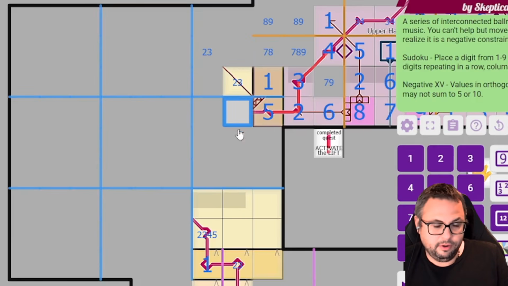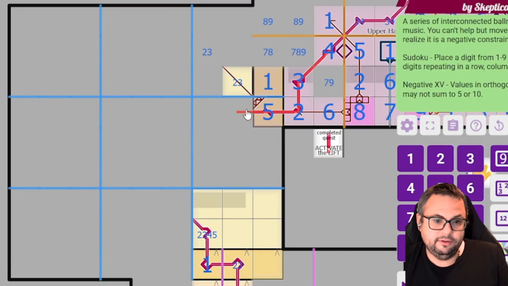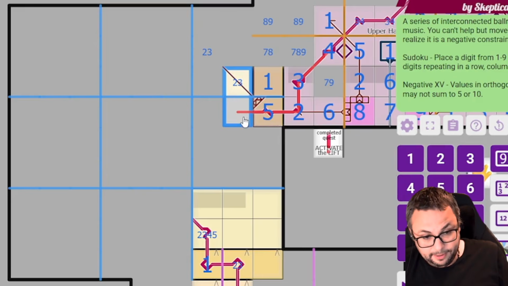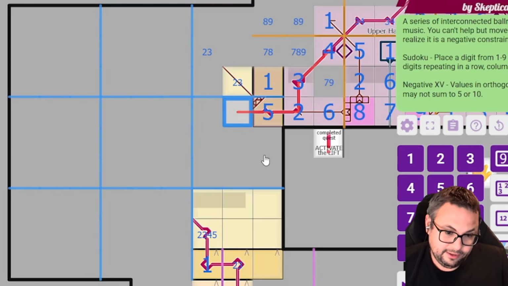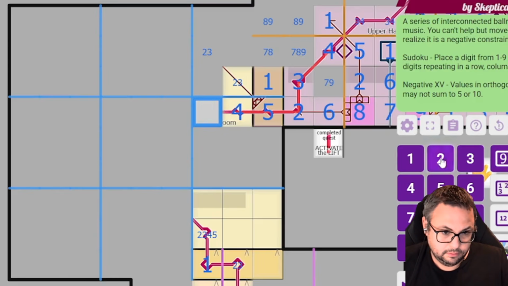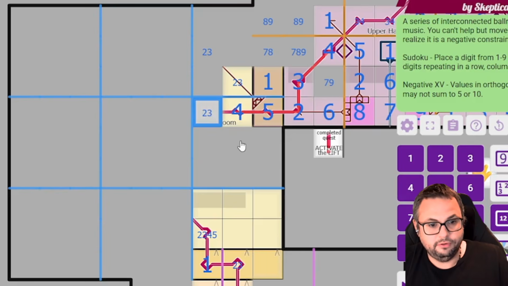Oh, this one is also a 2, 3, 4, 5 because it's on the line still. However, it's not a 2 or a 3 because then these would add to 5 and there would be a V between them, which there's not. And it's not a 5, so this is a 4. So this is a 2, 3.